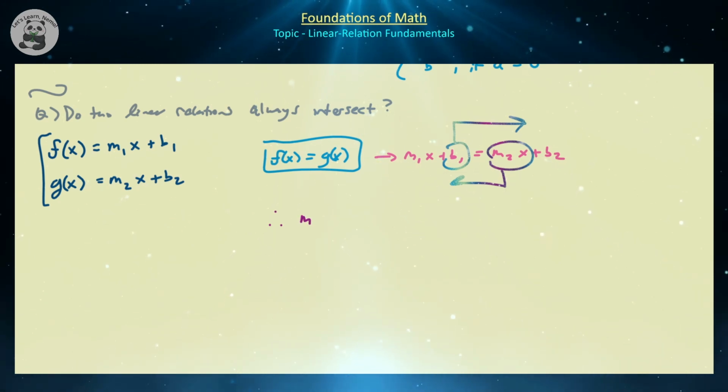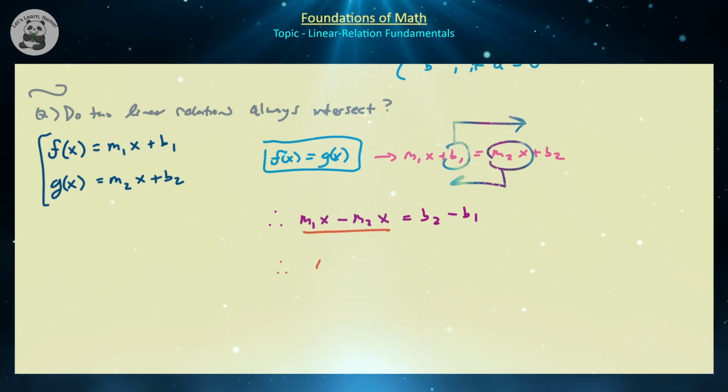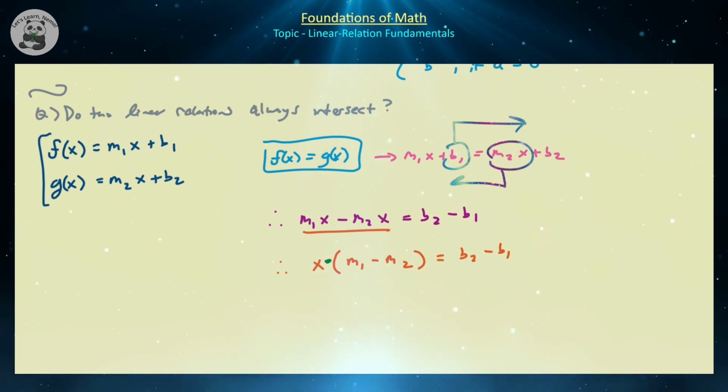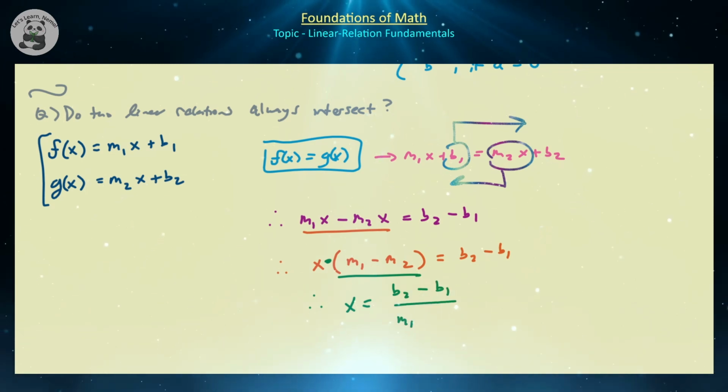So that's going to give me m1x minus m2x must be equal to b2 minus b1. And I can factor out an x out of the left-hand side, and that's going to give me x times (m1 minus m2) is going to be equal to b2 minus b1. And then I can divide both sides by this quantity here, and that's going to give us x is equal to b2 minus b1 divided by m1 minus m2.